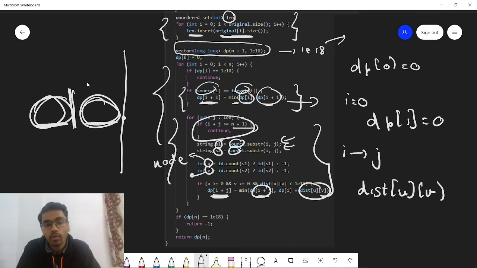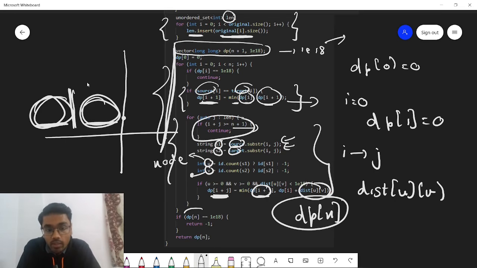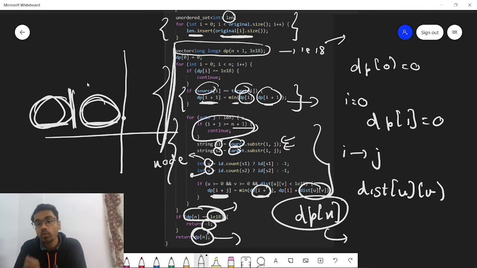Now this will keep on going for each and every substring length and for each and every index i. In the end, we need to get the minimum cost to convert the entire source string to the target string. So we need dp of n. dp of n will be storing our final answer. If dp of n is equal to 1e18, that means there is no possible way to convert the source string to the target string, so our answer will be -1. Otherwise, if there is a value present which is not equal to 1e18, then we will return that value, and that will be the minimum cost to convert the entire source string to the target string.